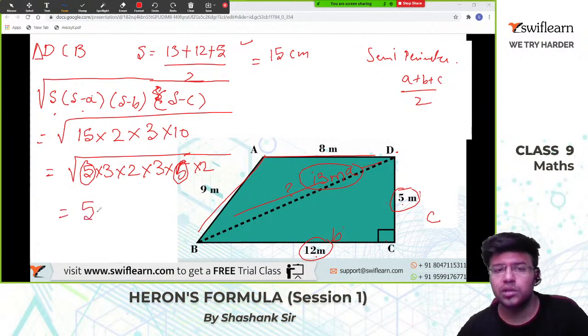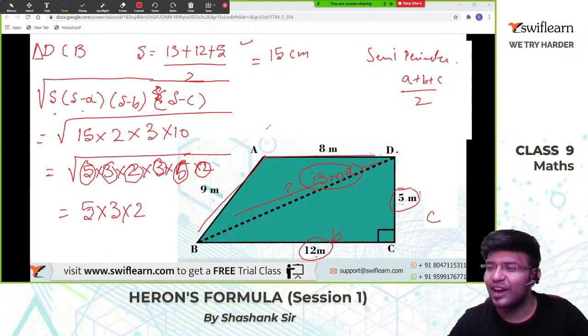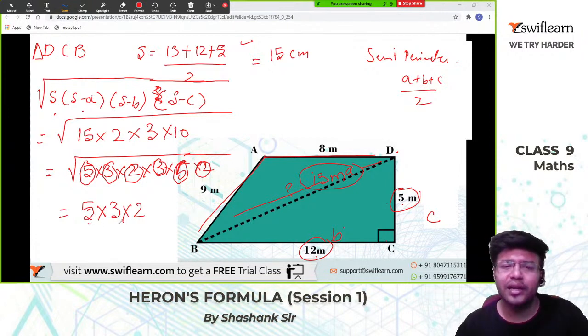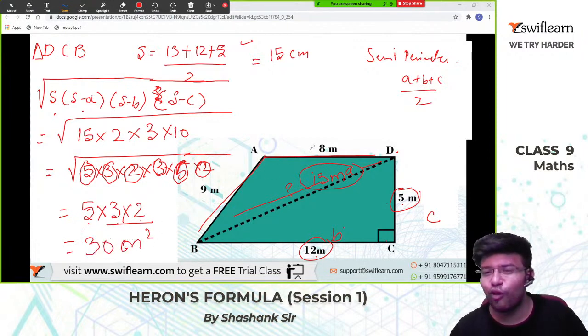I'm going to write it outside. 3 3 also became a pair. I'm going to write it outside the square root. 2 also has a pair. So what is inside? We took all the numbers outside. What number is left inside? Not 0, yes, 1 is left. If there is nothing here, it is 1. So square root of 1 is 1. So 5 into 3 into 2. 3 2s are 6, 6 5s are 30. So 30 meter square is the area of this triangle.